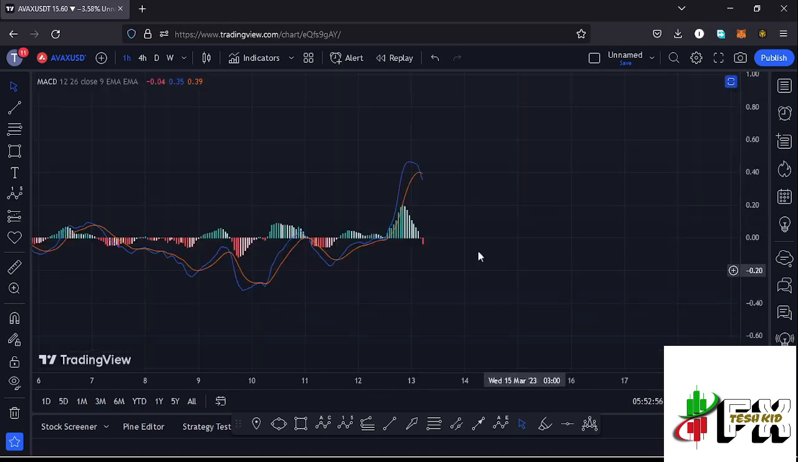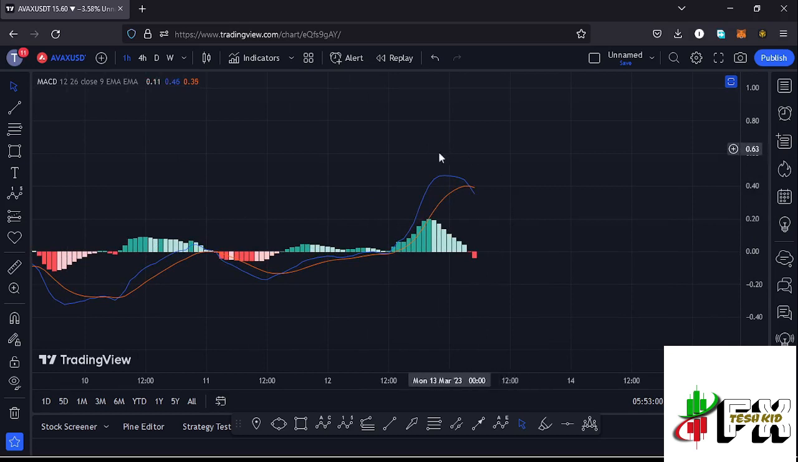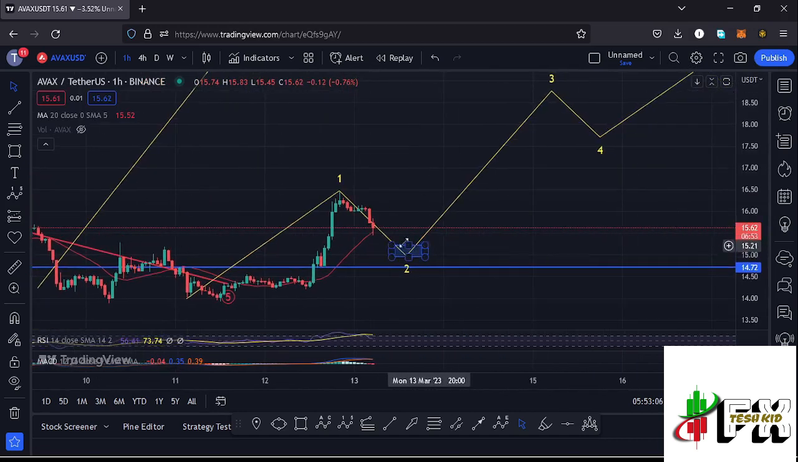Also taking a look at the MACD, we have been able to print a bearish cross, suggesting that lower prices are coming our way in the formation of that wave 2. So let's be prepared for such a scenario and continue watching the 20-day MA and also that blue target area in the formation of that wave 2.